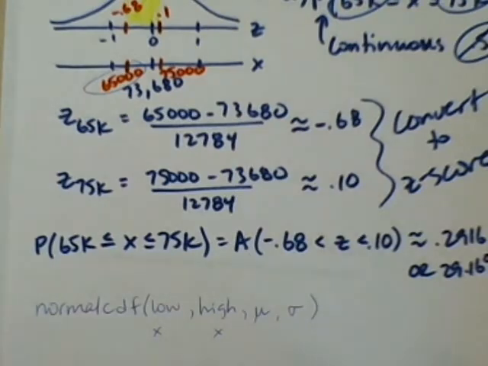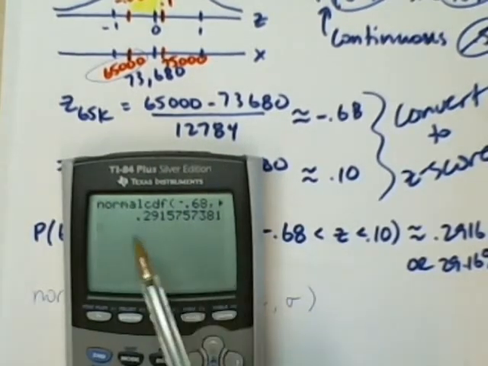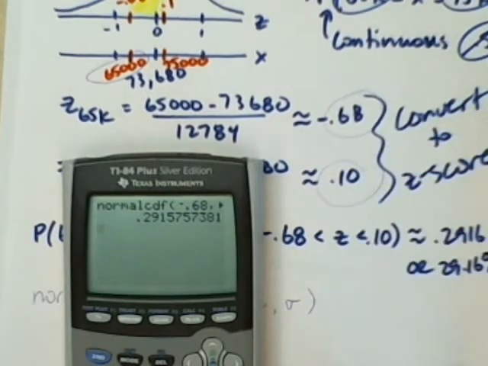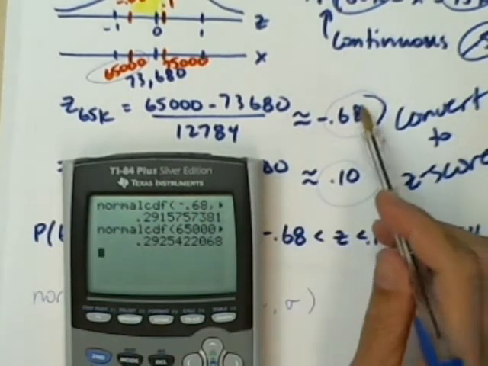So let me go ahead and put this also into the other calculator. Okay, there's the answer. When I say I rounded my z-scores, that is why there's a slight difference. So if I do this again, I go normal CDF. I type in my lower salary. These are my raw scores, comma, my upper salary, comma, the mean, 73680, comma, the standard deviation, 12784. And then I hit enter. And again, it's slightly different, and that's because I rounded my z-scores.